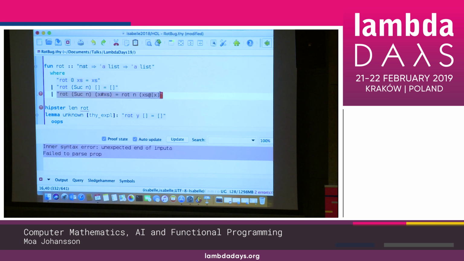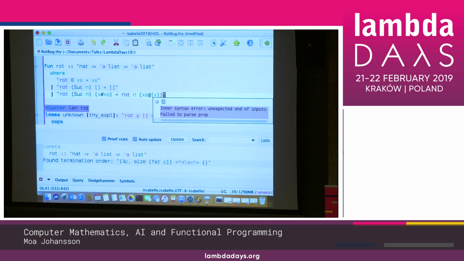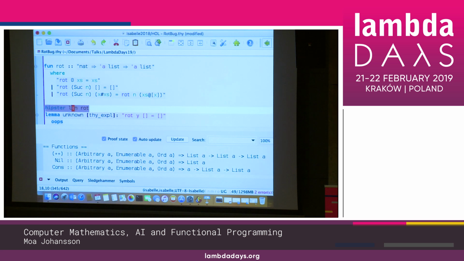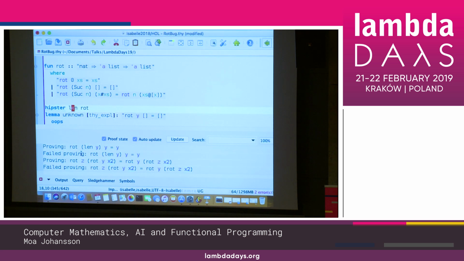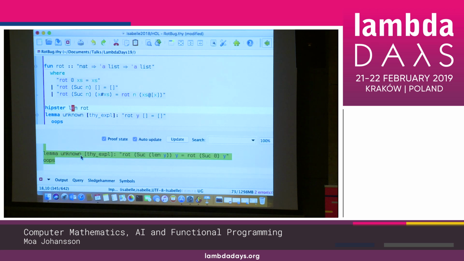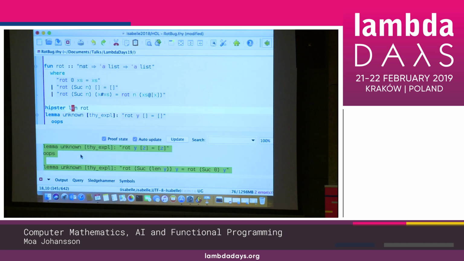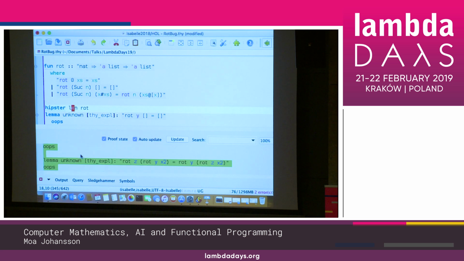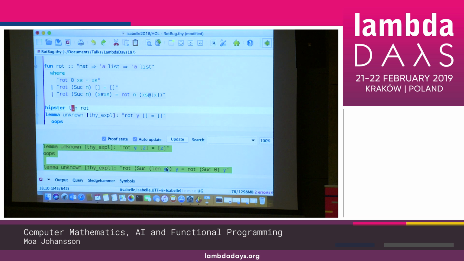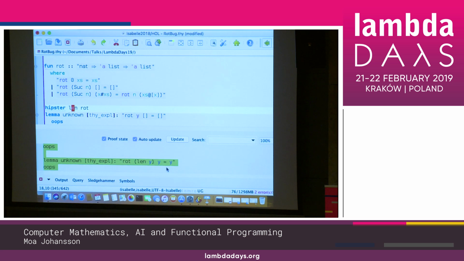So I've forgotten parentheses. That was my mistake. If I run this again and see what we come up with, now it's a successor on both sides. I wouldn't want to get that at all. That's the one I was looking for.